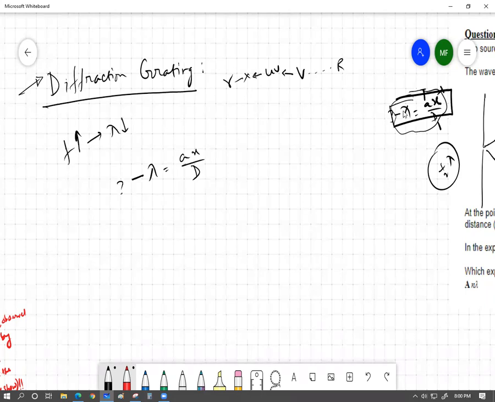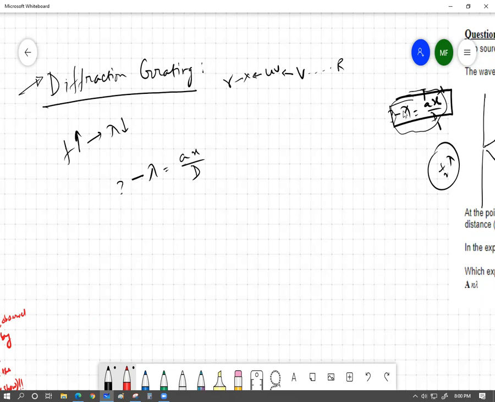Yes, c equals f lambda. c is the electromagnetic wave speed. So sir, I don't understand the equation, lambda equals xa by d. This is the equation for the double slit experiment, where these three variables represent their individual meanings, which I just said a little bit earlier.